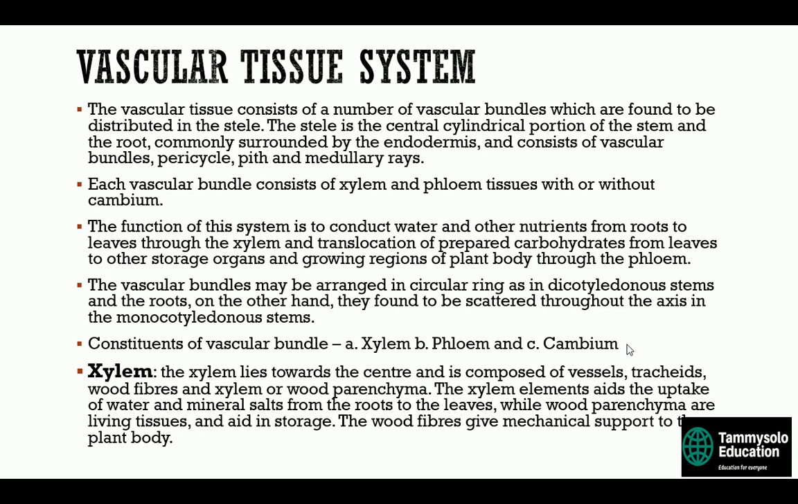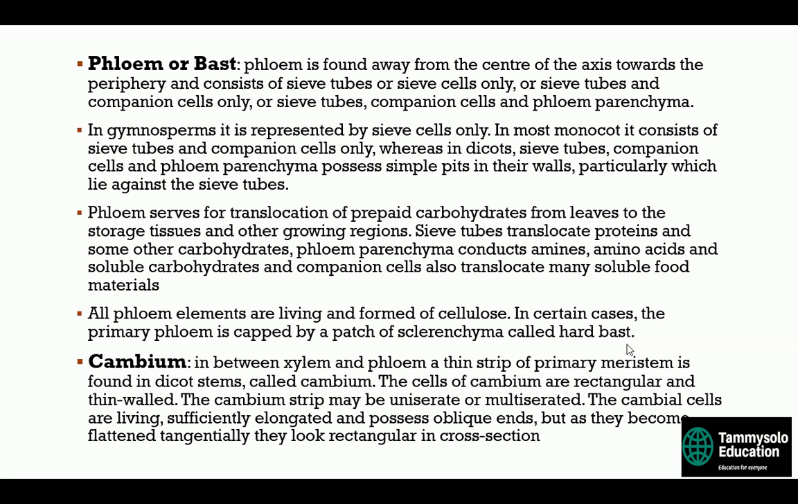Now let's look at the xylem. The xylem lies towards the center and is composed of vessels, tracheids, wood fibers, and xylem or wood parenchyma. The xylem elements aid the uptake of water and mineral salts from the roots to the leaves, while wood parenchyma are living tissues and aid in storage. The wood fibers give mechanical support to the plant body.